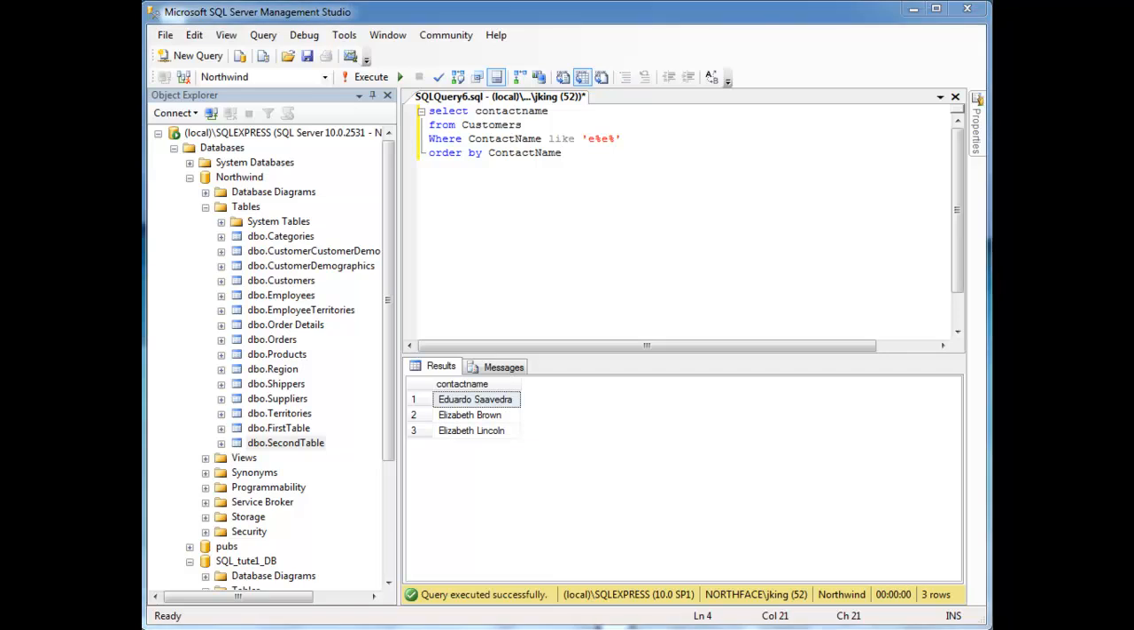Now, suppose I replace the second E with an N. Look at our result set here. Eduardo does start with an E, but I'm not seeing any N's in here. Elizabeth, though, has an N here, and this other Elizabeth has an N right here. In fact, they both end with N. So if I rerun this, notice Eduardo is gone. We have our two Elizabeths because of this end condition here. So that's what the percent means. Basically, any number of characters, any character.